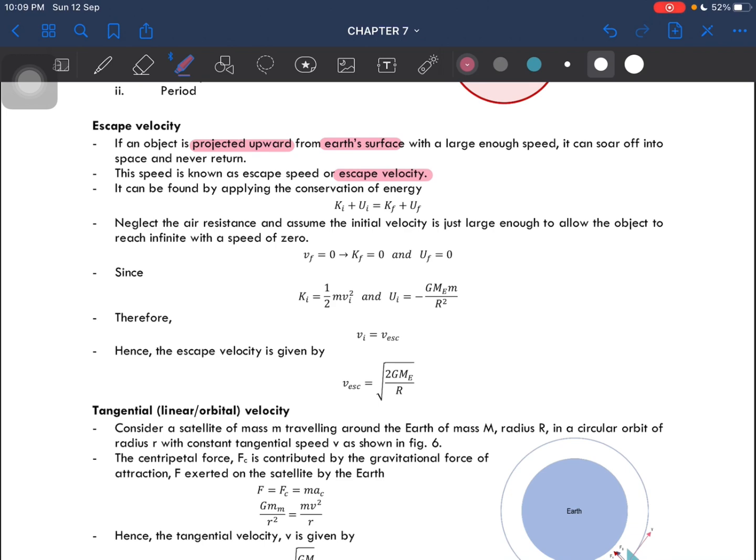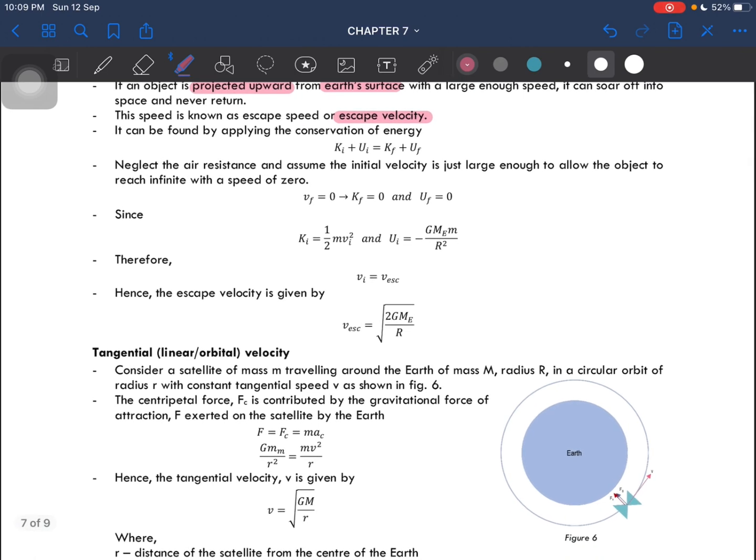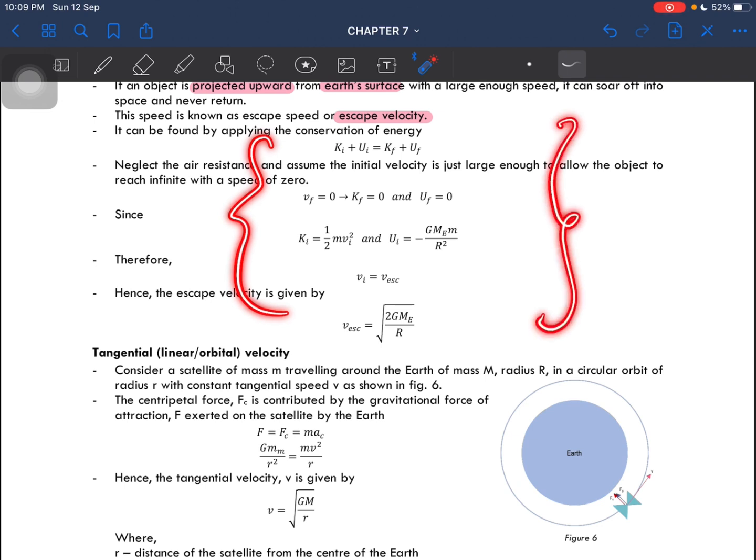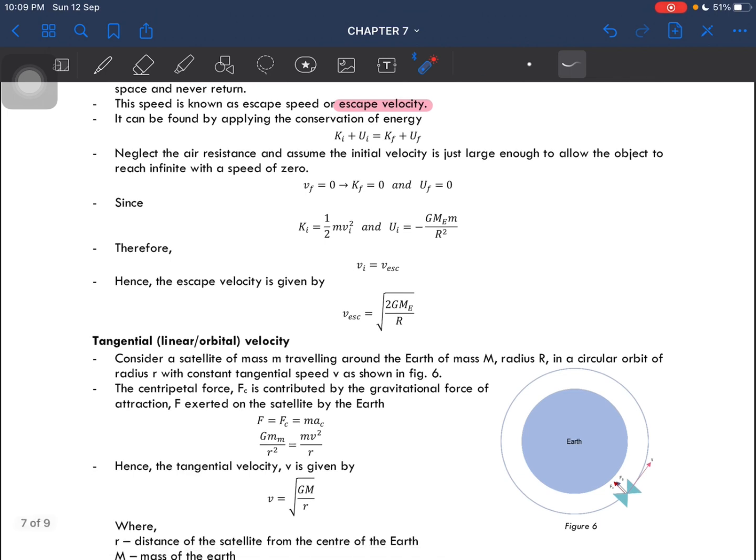It can be found by applying the conservation of energy. This is just the derivation on how to obtain this equation, but you don't really have to know the derivation, you just have to know how to use it. But if you want to know how the escape velocity is obtained, this here is the derivation. Basically it applies the conservation of energy and neglects the air resistance, assuming the initial velocity is just large enough to allow the object to reach infinity with a speed of 0.